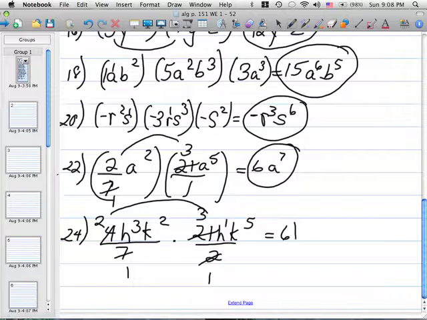I have h to the third and h to the first, so that's h to the fourth, adding 3 plus 1. K, I have k to the second and k to the 5th, 2 plus 5 is 7. So my answer is 6h to the 4th, k to the 7th.